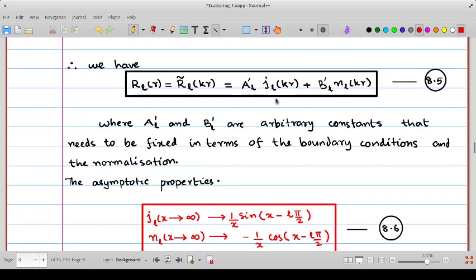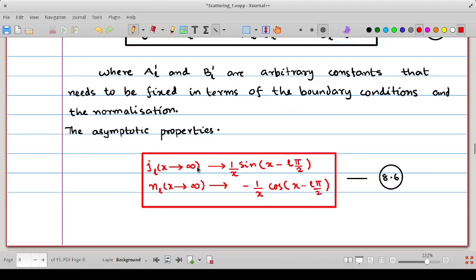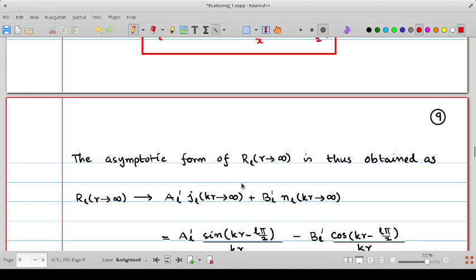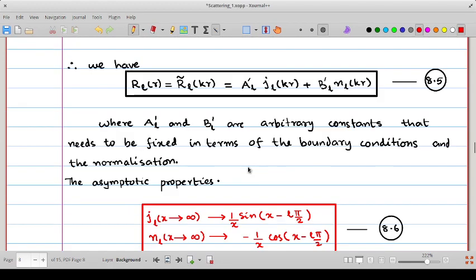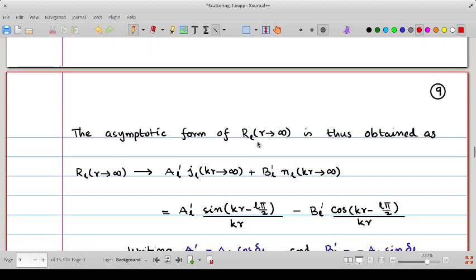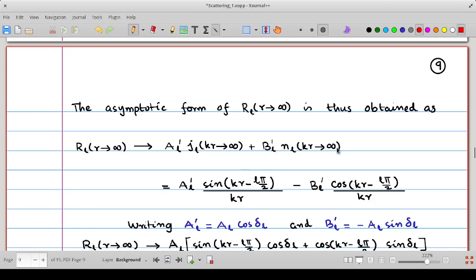The asymptotic properties of the spherical Bessel functions and Neumann functions are given by: j_l as x tends to infinity goes like 1/x times sin(x − lπ/2), and the spherical Neumann function as x tends to infinity goes like −1/x times cos(x − lπ/2). So the asymptotic form of this radial function R_l(r) can be obtained by taking the r tends to infinity limit of this solution. That is given by a'_l j_l(kr) as kr tends to infinity plus b'_l n_l(kr) as kr tends to infinity.